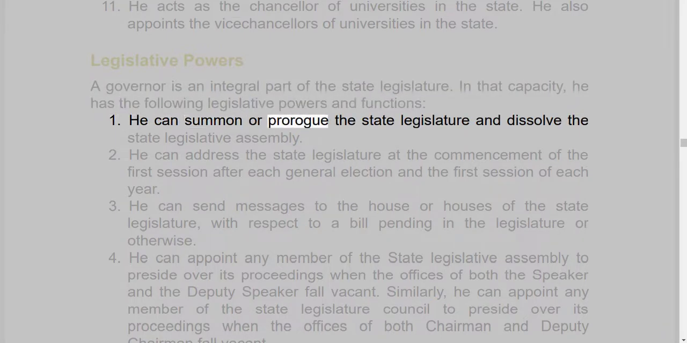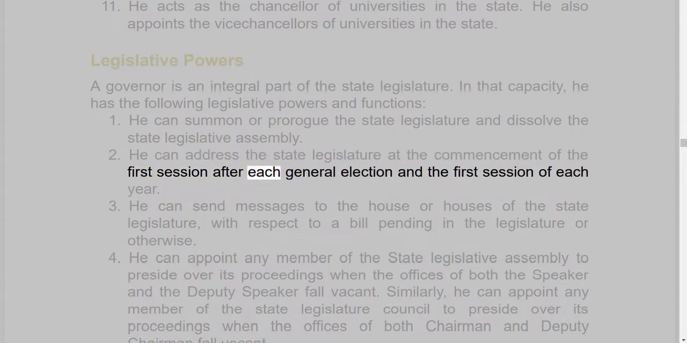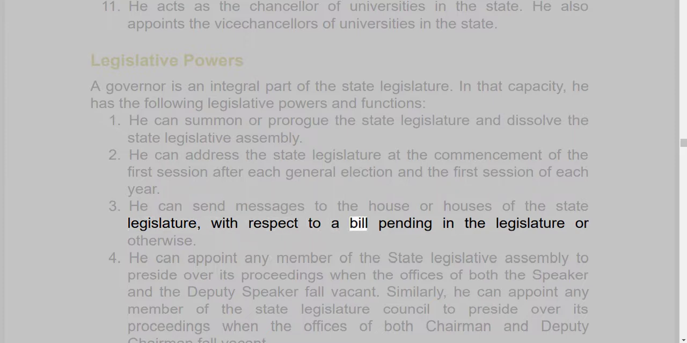1. He can summon or prorogue the state legislature and dissolve the state legislative assembly. 2. He can address the state legislature at the commencement of the first session after each general election and the first session of each year. 3. He can send messages to the House or Houses of the state legislature with respect to a bill pending in the legislature or otherwise.